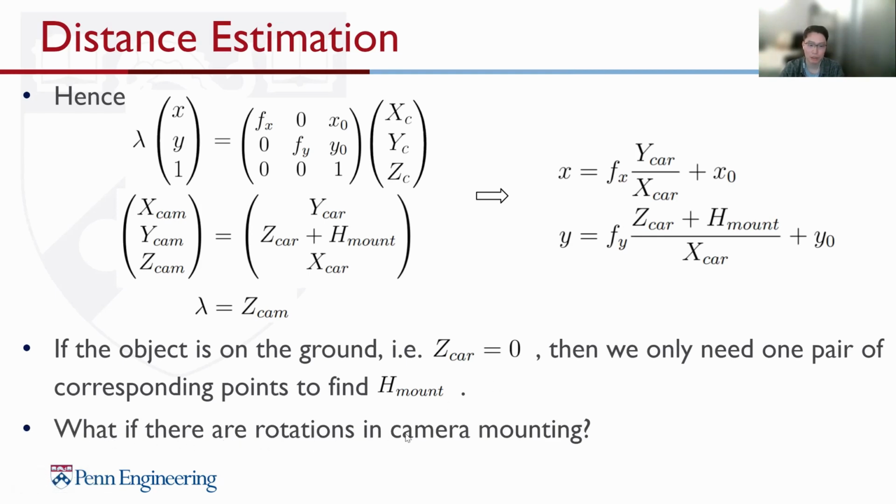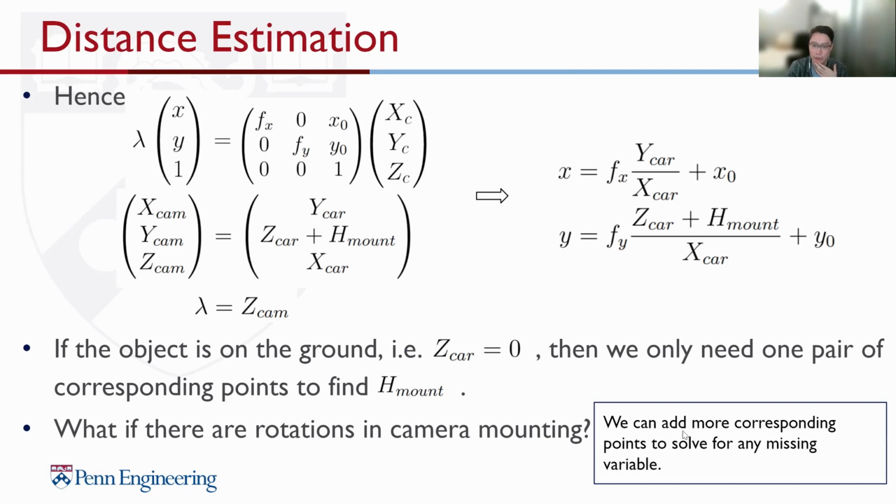What if there are rotations in the camera mounting? We cannot guarantee it's always straight ahead, right? It could have some tilt, or it could be panned a little bit. For example, if there is a tilt, then it's an extra unknown, so we just need extra points. We can always solve the equations with extra corresponding pairs of points in the two frames. We can just add more corresponding points to solve for any missing variable.